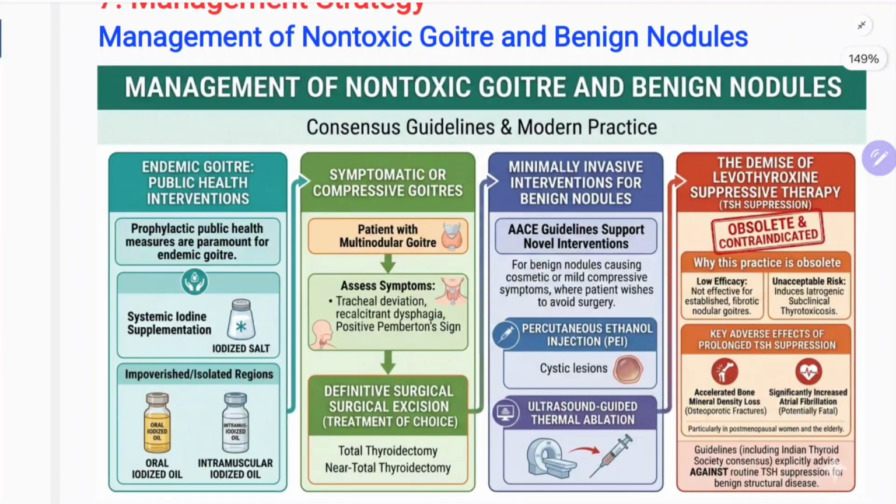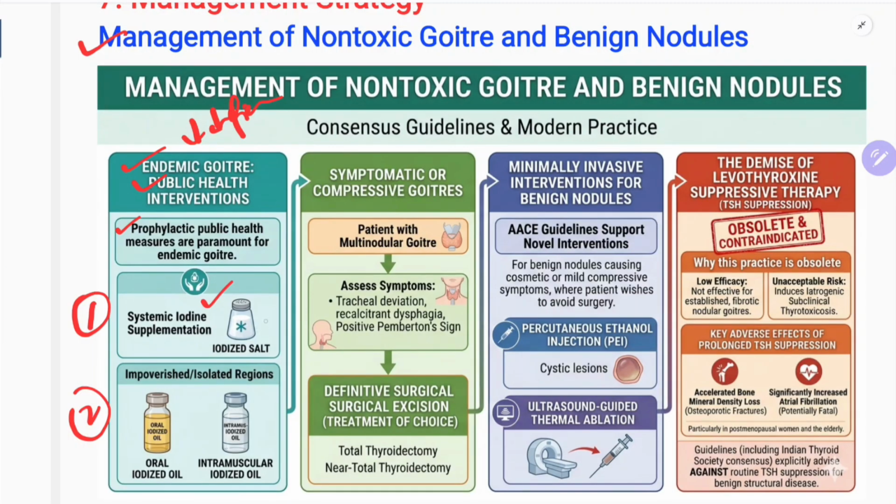So this is important: management of non-toxic goitre and benign nodules. So endemic goitre, where the cause is iodine deficiency, public health interventions are required. Prophylactic public health measures are important for endemic goitre. That can be achieved by 2 methods. Number 1 is systemic iodine supplementation by iodized salt. Number 2 is in impoverished or isolated regions, where you can do 2 things.